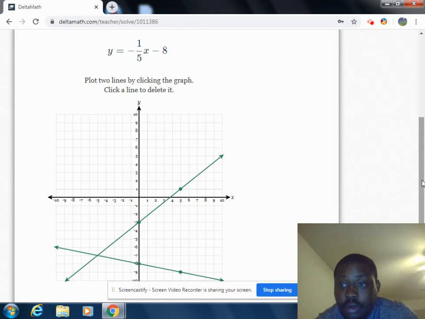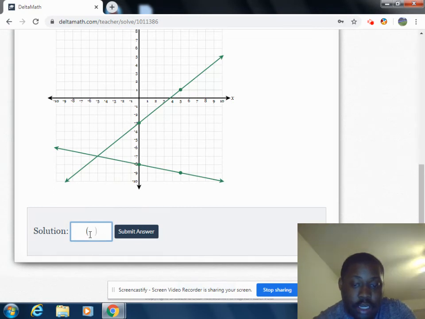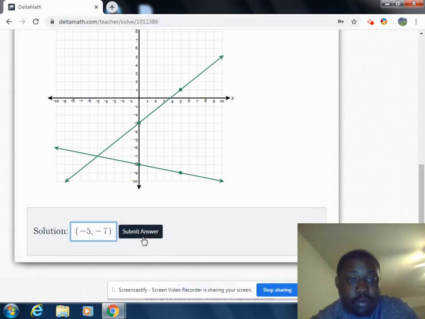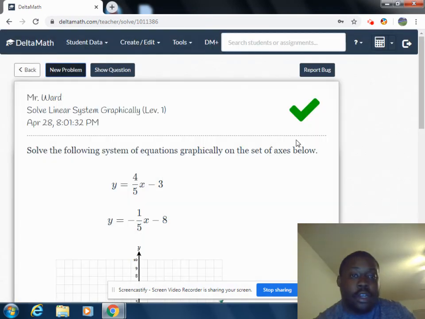So what I'm gonna have to do is write that point or type that point into our answer and make sure we do our quotations. And we said -5, -7. And that will be our place where it intersects. Correct.